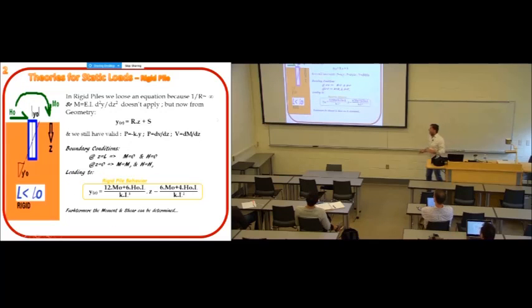Now for the rigid pile, if the pile is now rigid, you lose one equation because 1 over R can go to infinity, or does not exist. But now you have from the geometry that y(z) equals r(z) plus s. It's a straight line. And applying boundary conditions, you reach the rigid pile equation, or the behavior. So for any M0, H0, K, and the length, you can get how much deformation you have per depth if the pile is rigid.